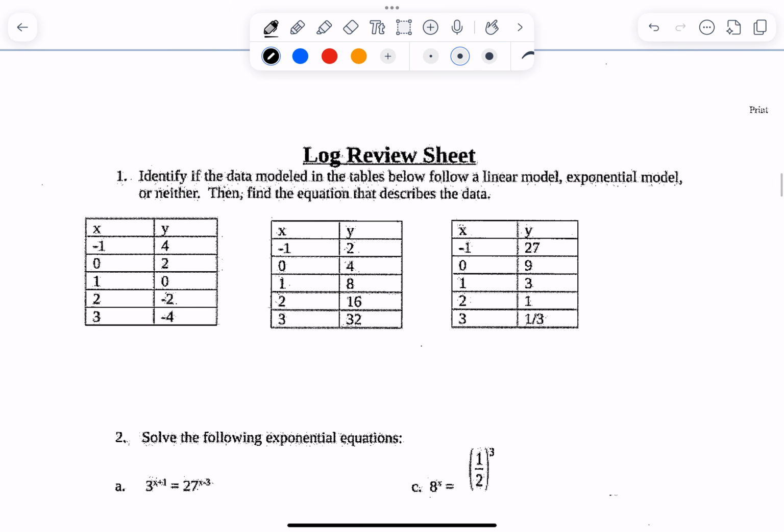Okay, so identify if the data modeled in the tables below follow a linear model, exponential model, or neither. Then find the equation that describes the data.